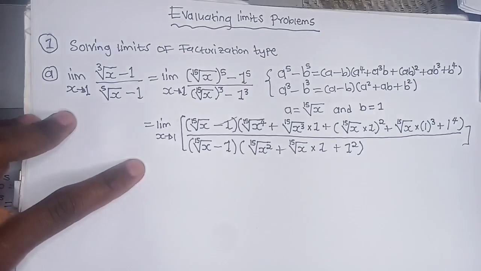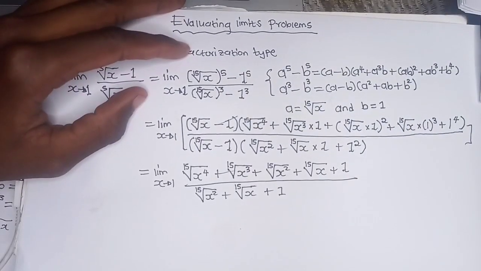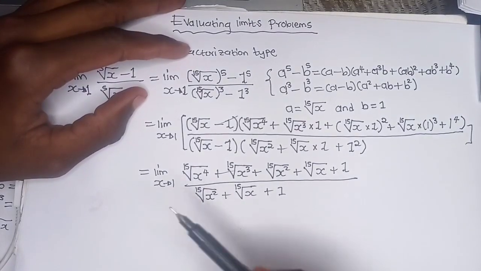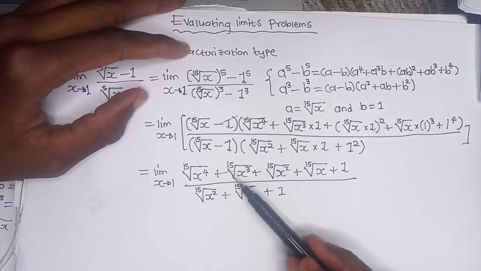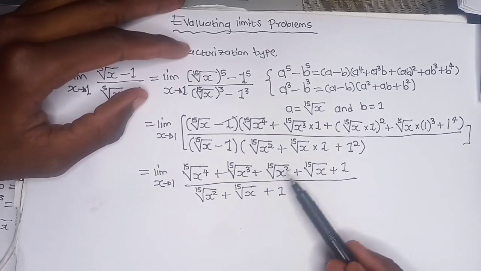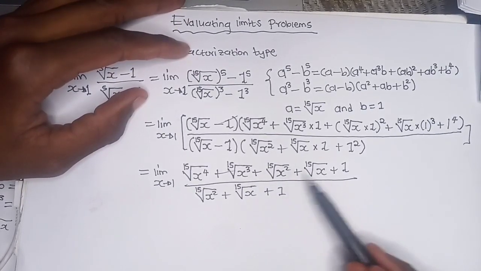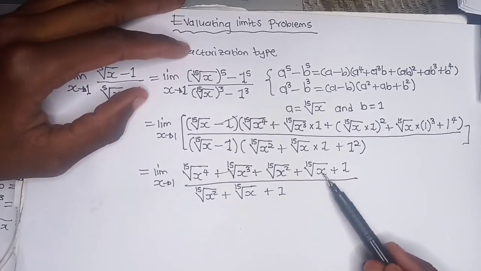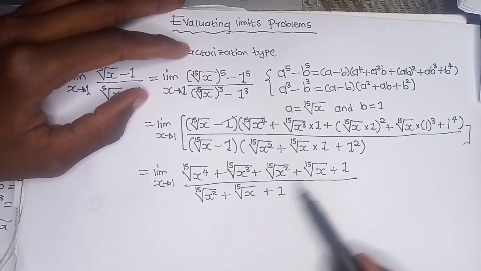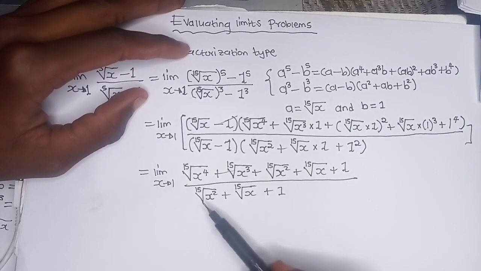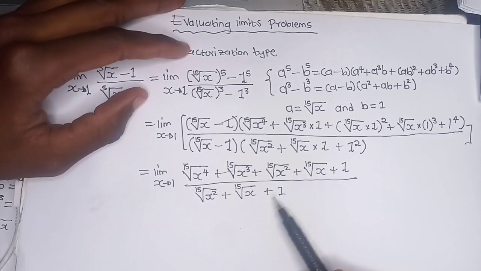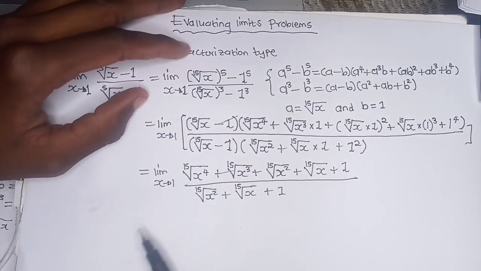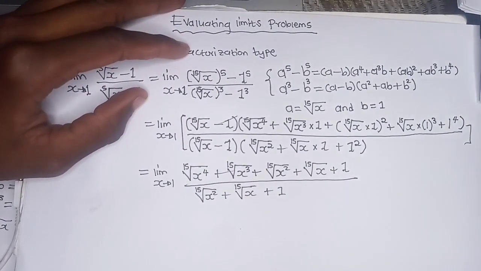Then I'll be left with something which is easy to simplify. So continue solving the limit. I'll be left with the 15th root of x to the power 4 plus the 15th root of x to the power 3 plus the 15th root of x squared plus the 15th root of x plus 1 in the numerator. And also in the denominator, I'm left with the 15th root of x squared plus the 15th root of x plus 1. So from here, I just substitute 1 where I see x.